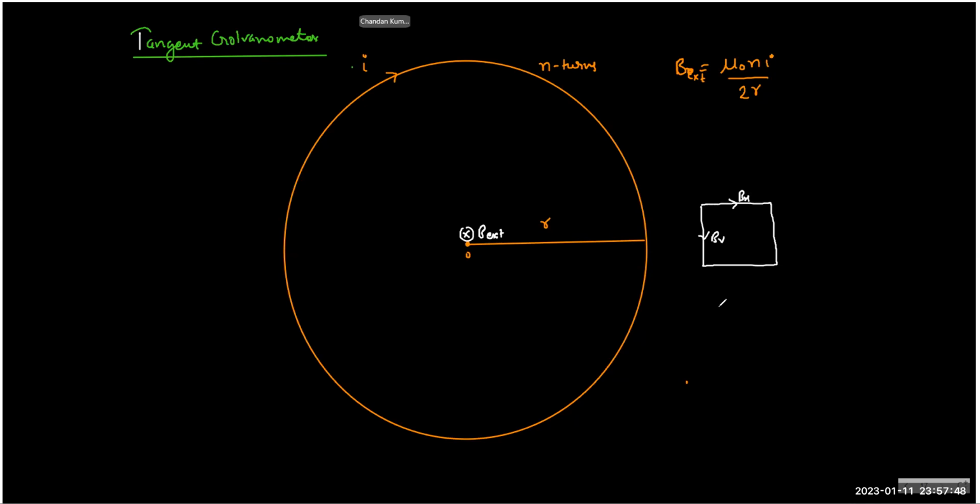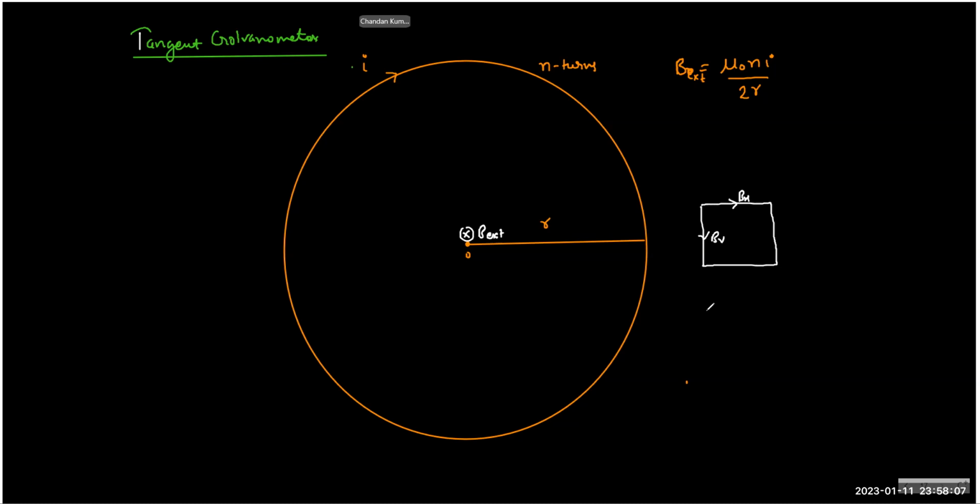Okay, and our compass is horizontal. So which component can affect my component? I mean my compass. BH, components. Yeah, so BV will do nothing, right? Yes, sir. Okay.